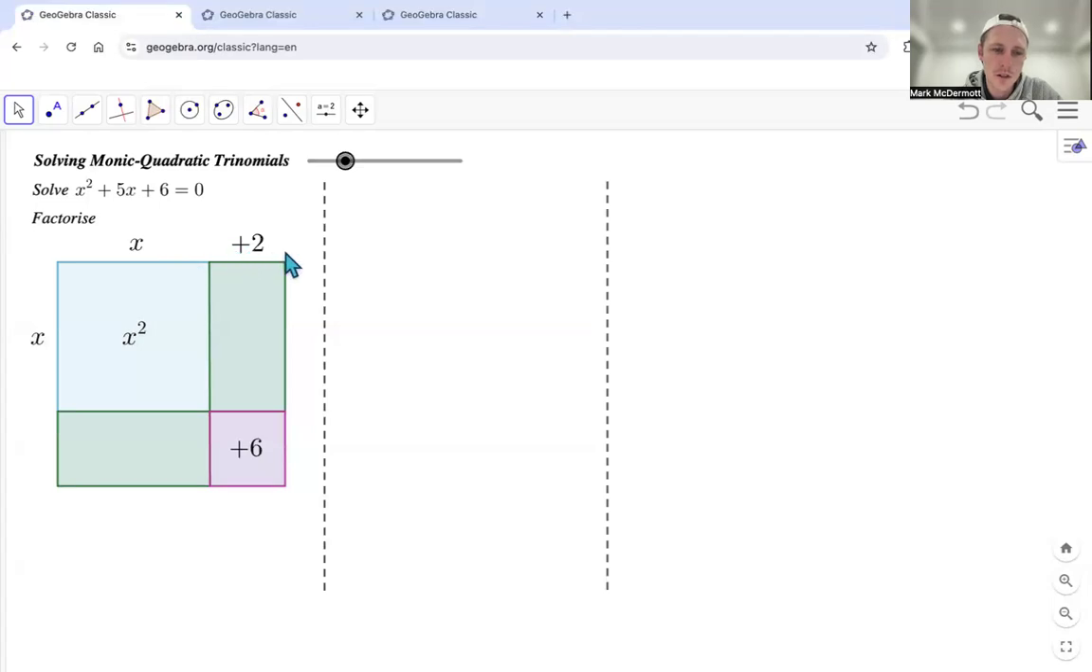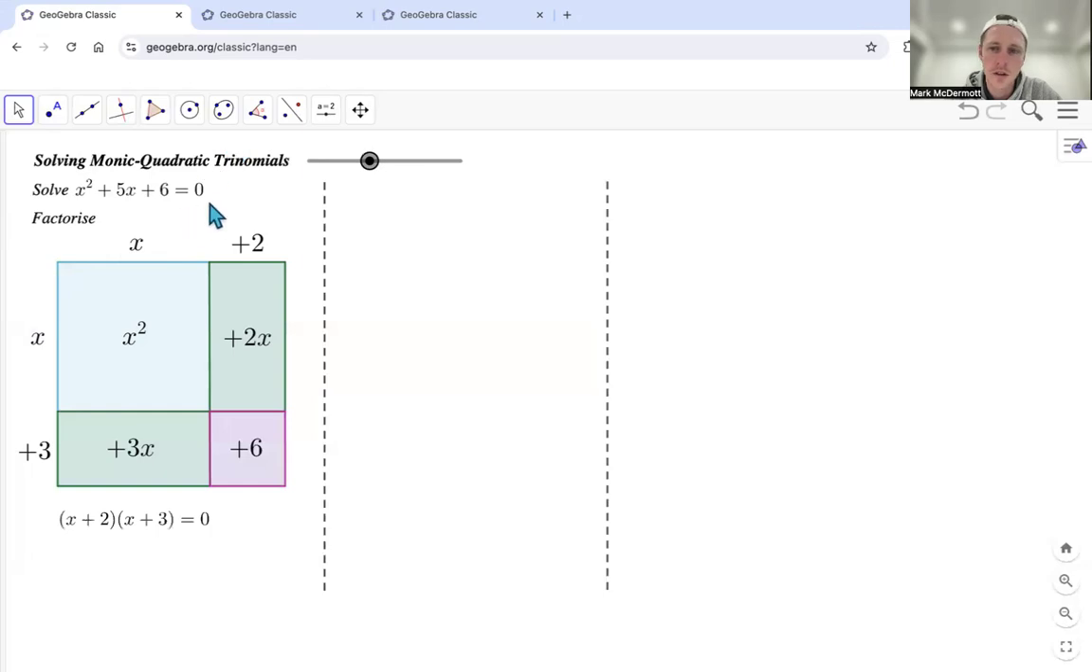If you put a plus 2 here, and then you put a plus 3 down here, 2 multiplied by 3, so this length by this length is 6, right? That would mean that this green tile is 2x because 2 multiplied by x is positive 2x. Then this green tile down here will be 3 multiplied by x, which will be 3x. So you get a situation that looks something like this. And then the question is, okay, how do we factorize it? Or what are the side lengths of this square? Well, it's x plus 2 multiplied by x plus 3.